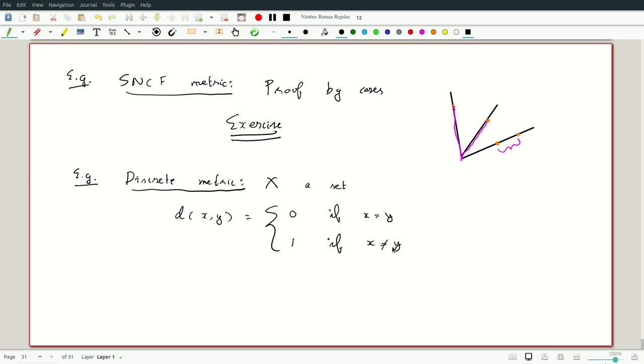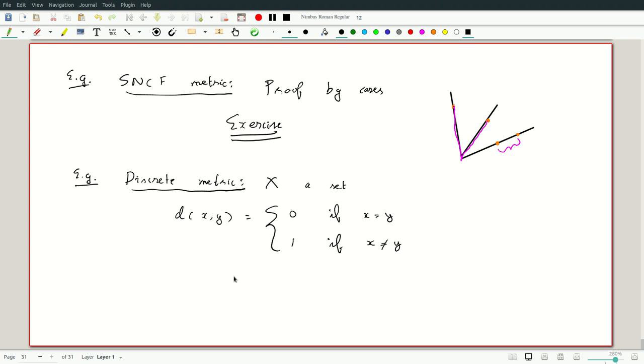It's symmetric because equality is symmetric. As far as the triangle inequality is concerned, you have to split into cases. If you have x, y and z, depending on whether x and y are equal to each other or y and z are equal to each other, in each case you'll either get equality or you'll get 1 plus 1, 2 on the side which is supposed to be bigger and 1 on the side which is supposed to be smaller. So this is again an example of a metric.